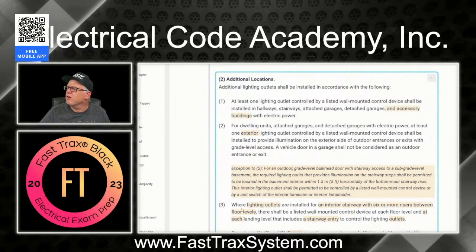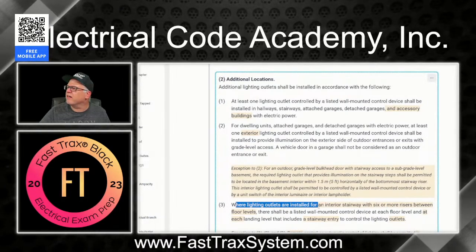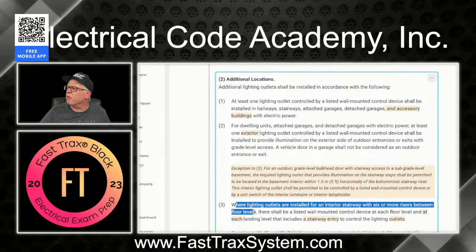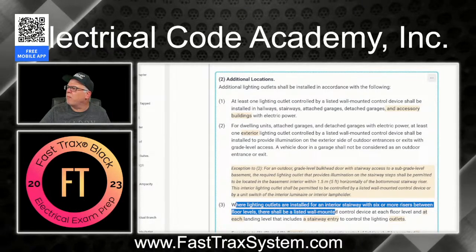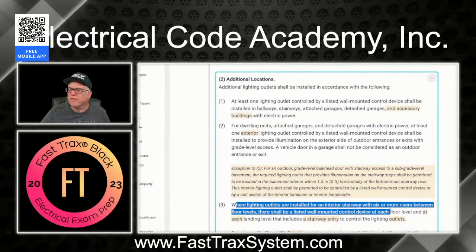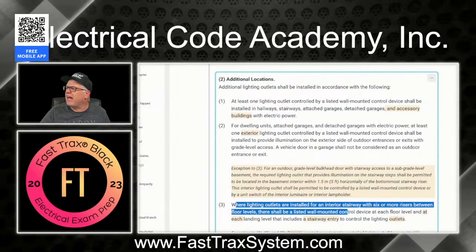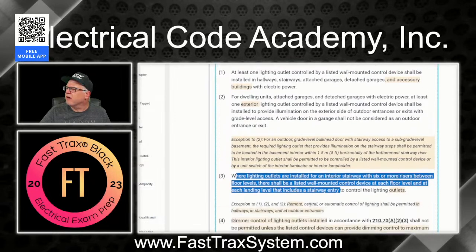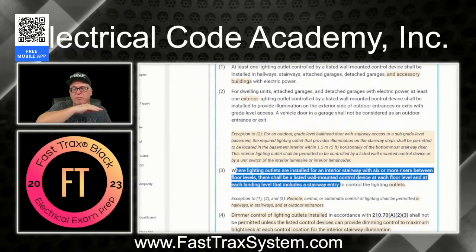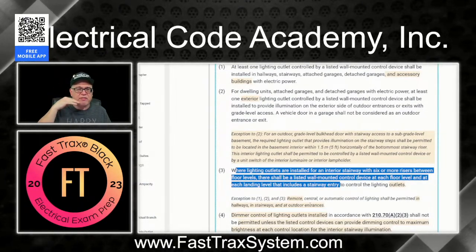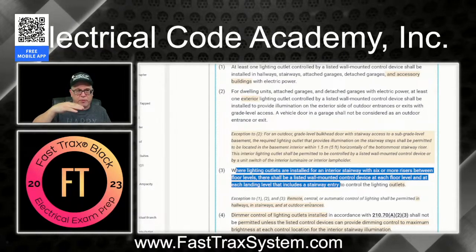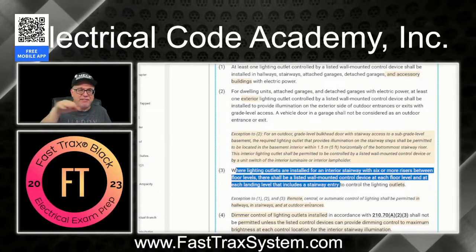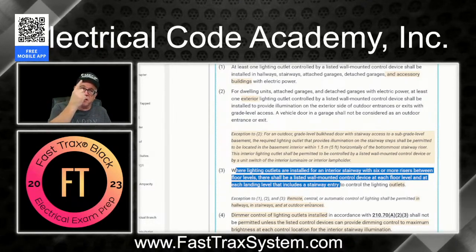And here's what it says. Where lighting outlets are required in an interior stairway with 6 or more risers between floor levels, there shall be a listed wall-mounted control device at each floor level and at each landing level that includes a stairway entry. All right, kind of clarification. So if you have multiple levels and you just have a stairway that goes from first floor to the second floor, and that's it, and even if you have a landing, if you can't leave that landing, then you only need the switching at the top and at the bottom.